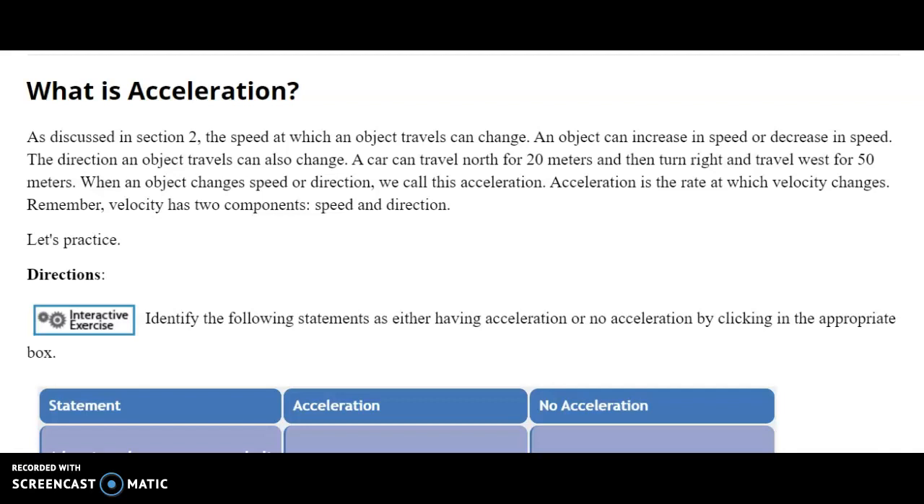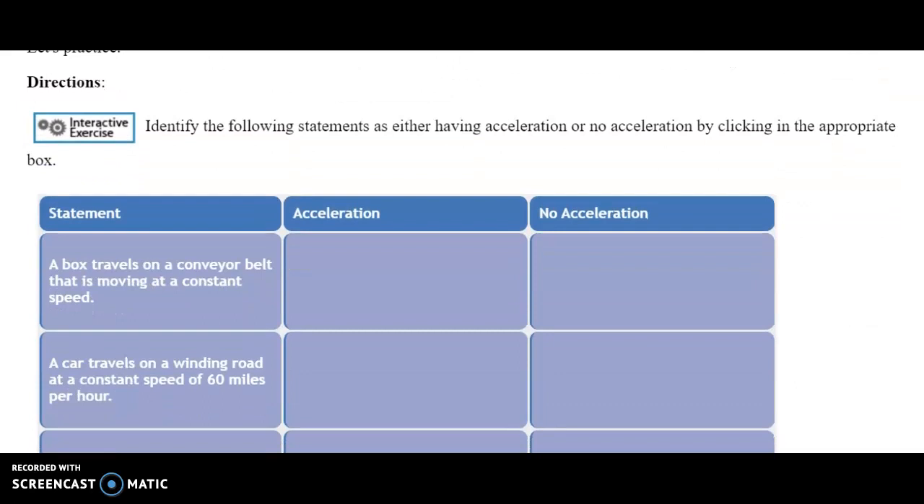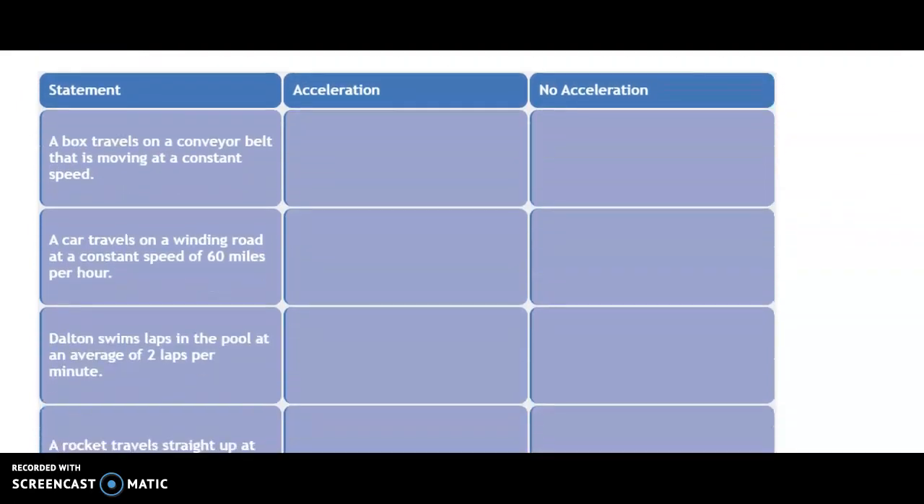We're going to practice now. We will identify the following statements as either having acceleration or no acceleration by clicking in the appropriate box. Our first statement reads, a box travels on a conveyor belt that is moving at a constant speed. So in order for an object to accelerate, it has to change speed or direction. They use the term constant speed, so we know that it's not changing speed. It doesn't say anything about this conveyor belt having any type of curve or change direction, so we can assume that it's going straight. In this case, the box is not accelerating. It is not changing speed or direction.